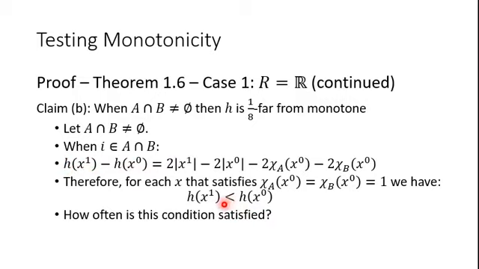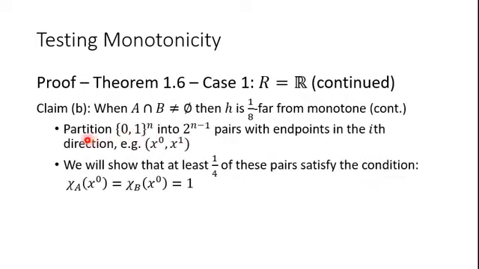And this violates monotonicity. And now the question is, in order to show that H is 1/8 far from monotone in this case, we want to show how often this condition is satisfied. So the way we will prove this is we'll partition {0,1}^n into 2 to the n-1 pairs with endpoints in the ith direction, just like we have our pair here of x0 and x1. Just like this pair, we can construct the 2 to the n-1 pairs. So what we will do is we will show that at least one quarter of these pairs satisfy the condition that showed us that there is a violation of the monotonicity.